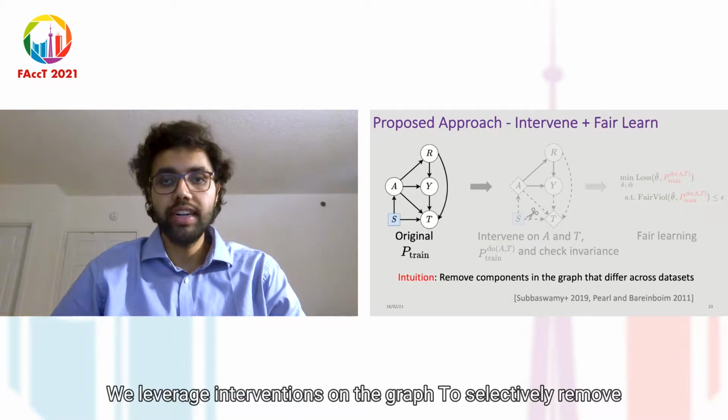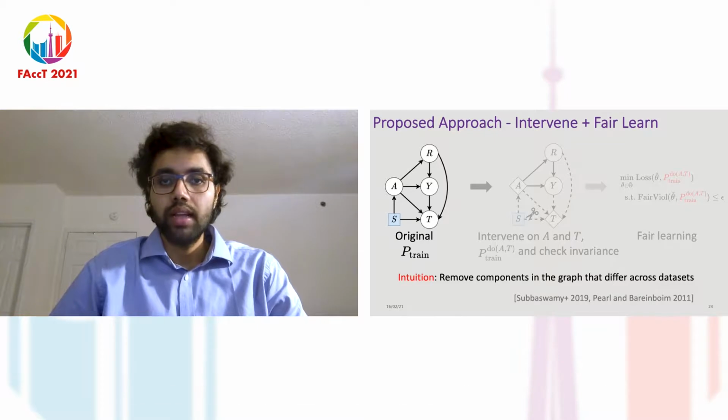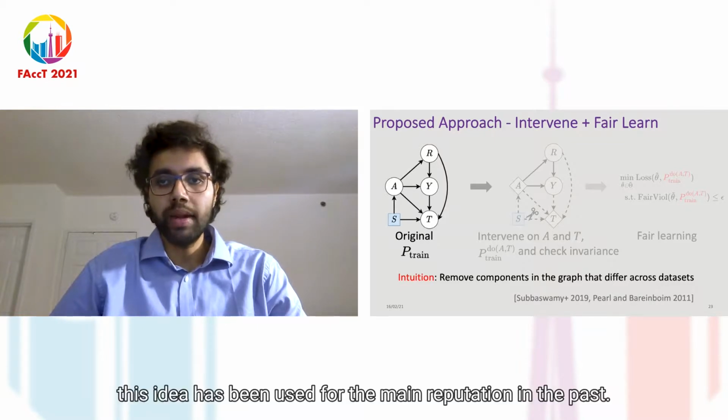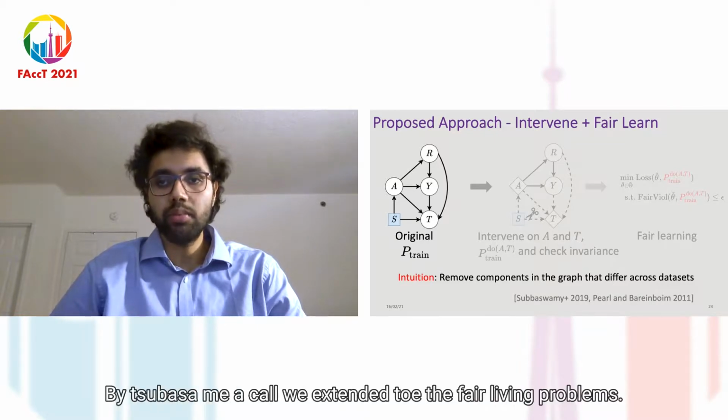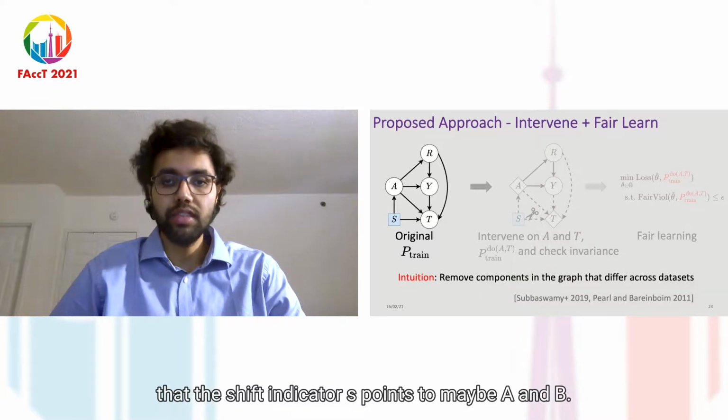We leverage interventions on the graph to selectively remove these correlations. This idea has been used for domain adaptation in the past by Subbaswamy et al. We extend it to the fair learning problem. We start with the original graph and intervene on variables that the shift indicator S points to, namely A and T.